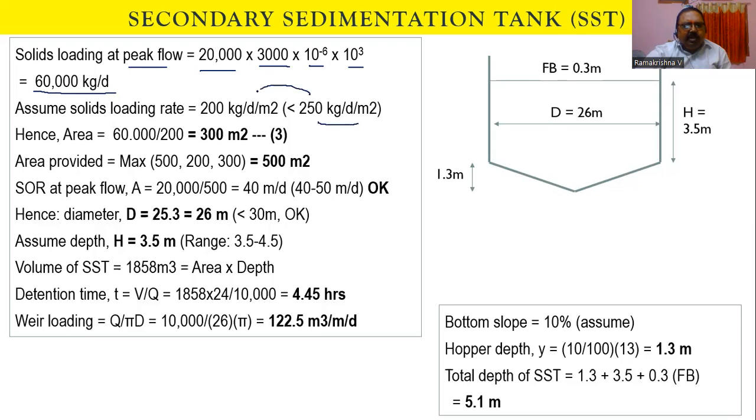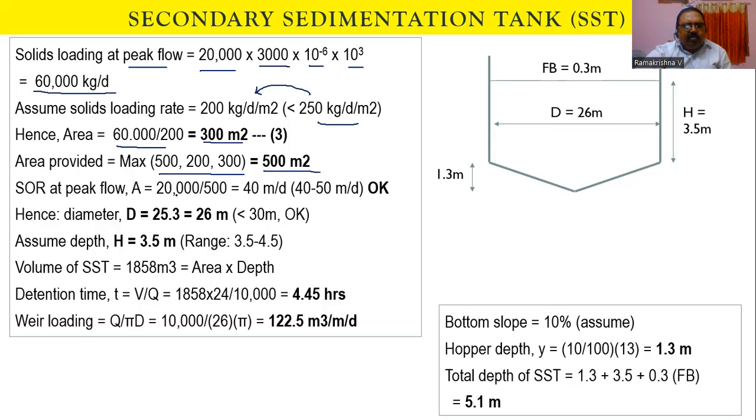So within this region, now I'm assuming 200 kg per day per meter square. In such a case, this area will be equal to 60,000 divided by 200, which is equal to 300 meters square. So now the area to be provided should be based on the maximum of these three values. This 500 is coming from surface overflow rate under average flow. 200 is coming from solids loading rate under average flow. 300 is coming from solids loading rate under peak flow. The maximum is 500 meters square.